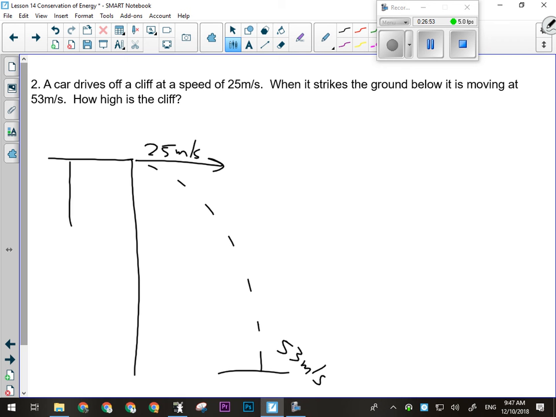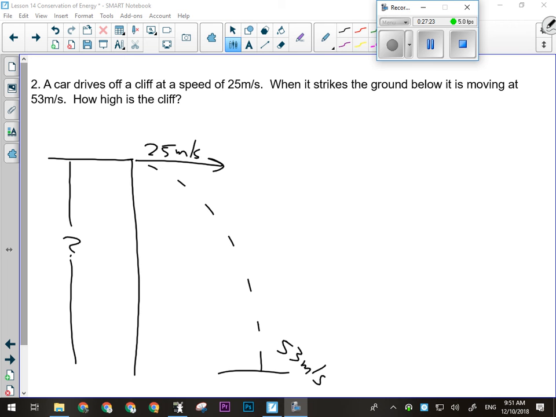We are looking for the height of the cliff. Now, they've mentioned nothing about air resistance or friction, so we can assume energy is conserved. Unless we're told otherwise, we assume energy is conserved. For you guys, it's always conserved in Science 10. See if you can figure the rest of that one out. We should be able to cancel one of the types of energy in this problem.